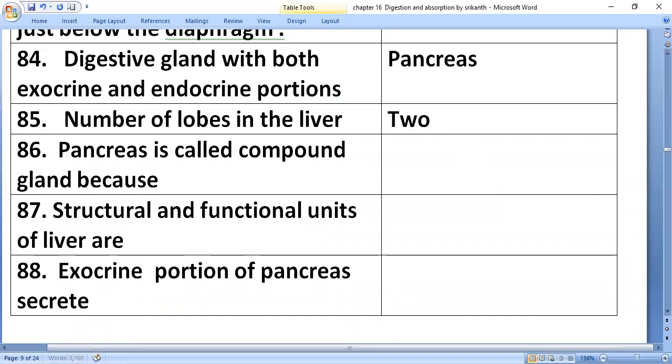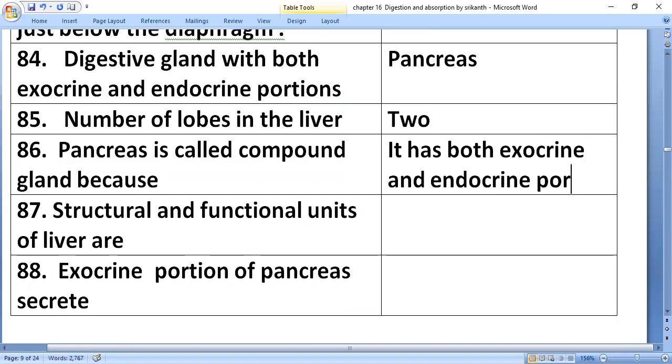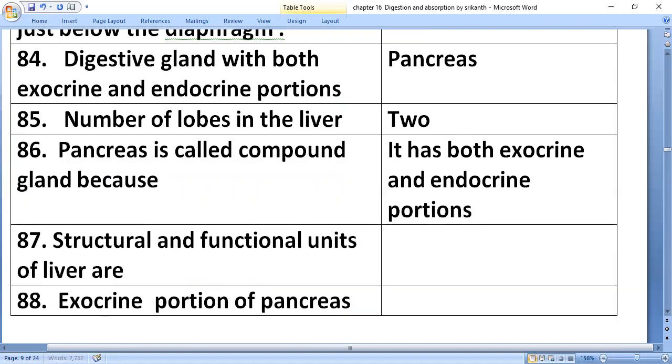Two lobes. The pancreas is called a compound gland, or mixed gland, because it has both exocrine and endocrine portions. The structural and functional units of the liver are hepatic lobules.